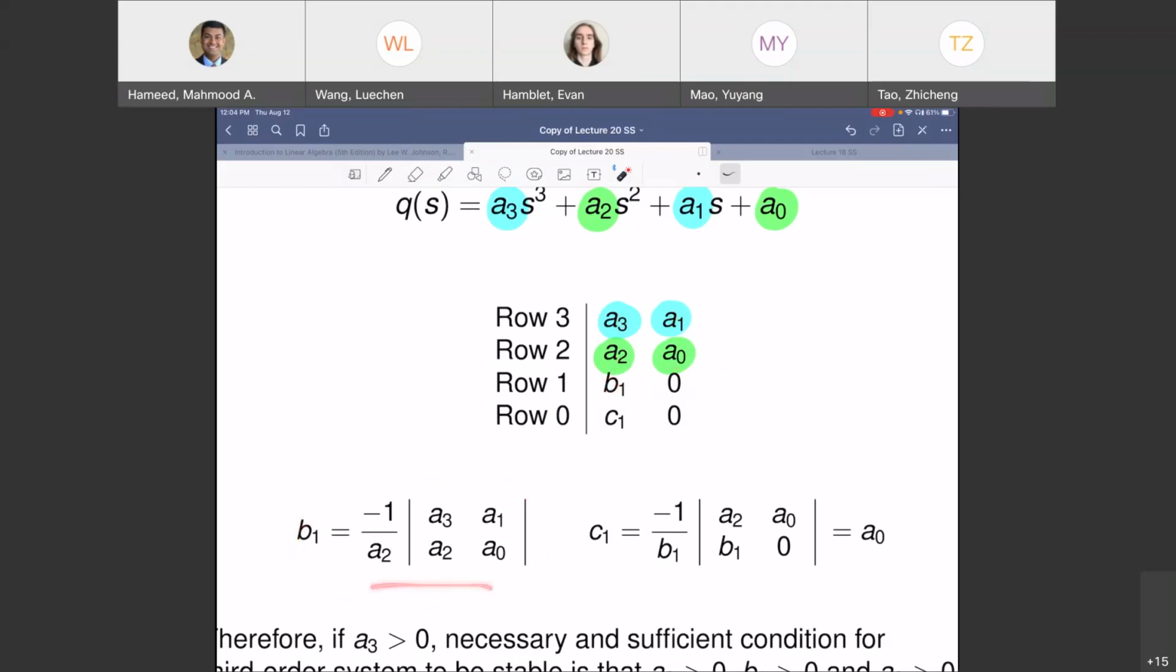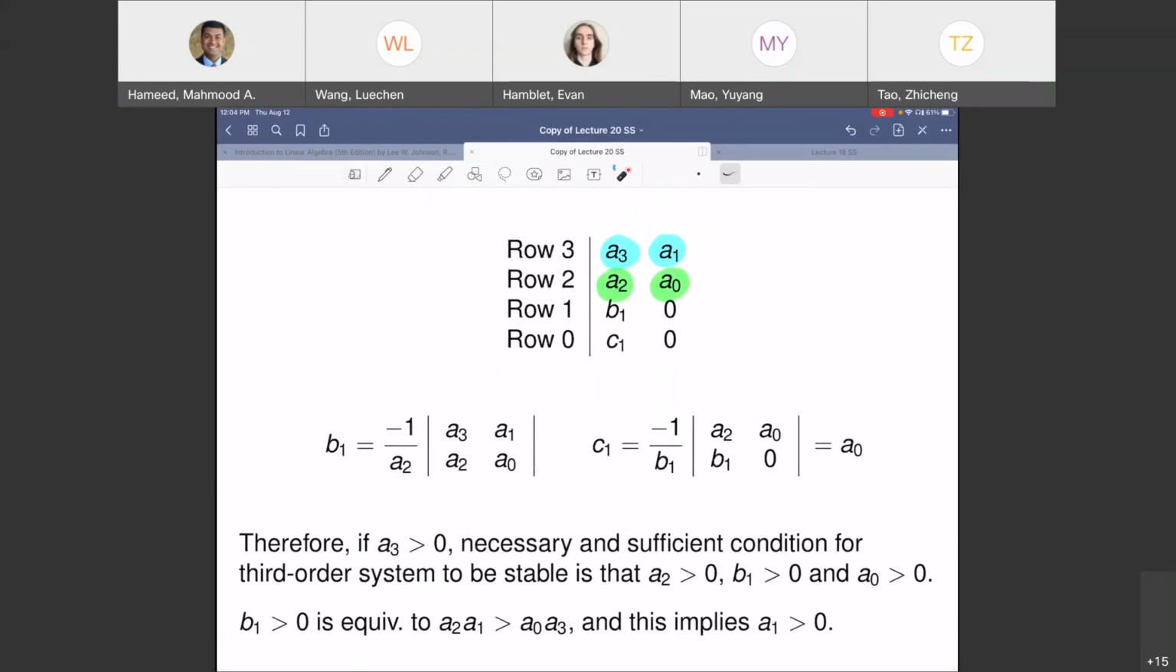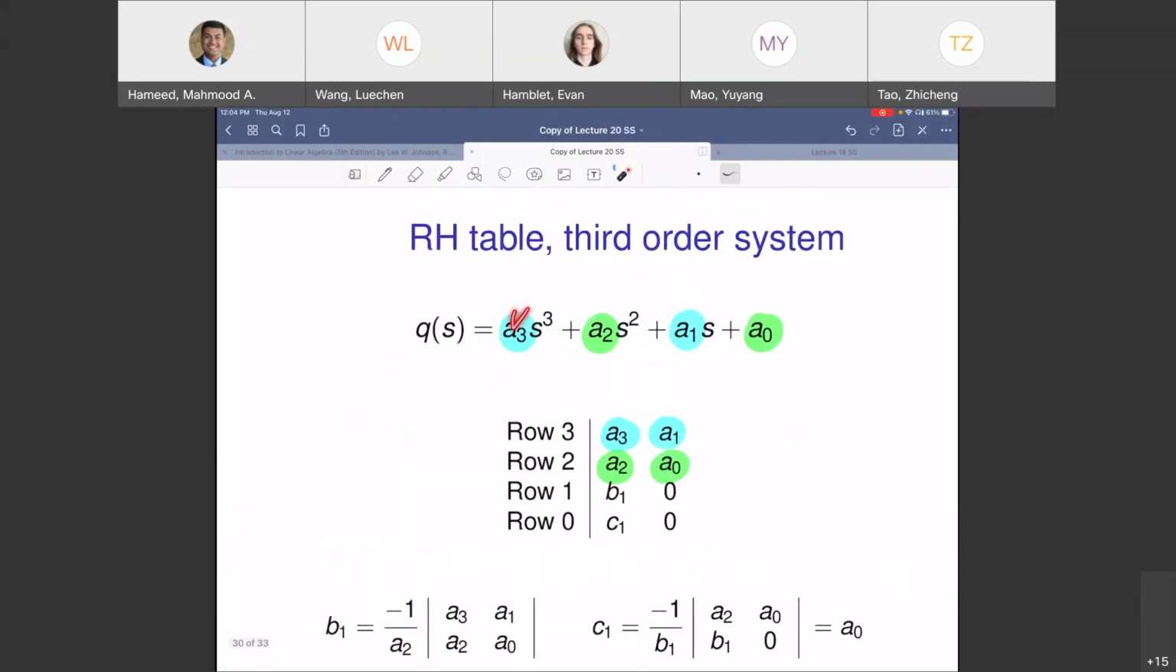And you can simplify this. Similarly, you can find out C1. C1 will come out to be A sub 0. Next, you want two things to happen here. What are they? One, A3, A2, A1, A0 should all be greater than 0.